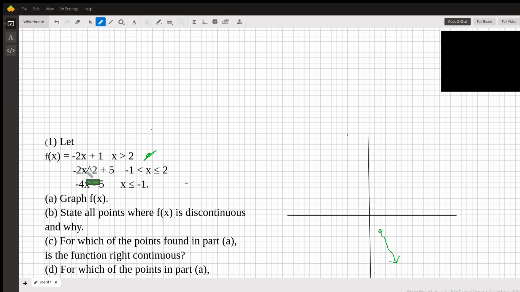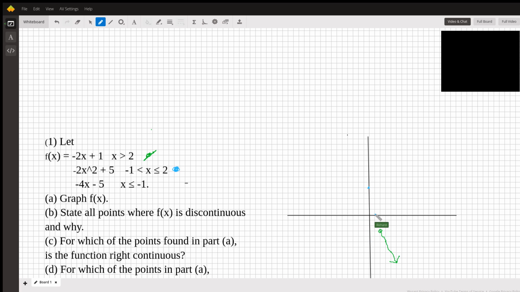Next one is a parabola opening down. So let's change colors here and do another color. And when x is 0, y is 5. So once again, I'm starting with the y-intercept. I'm going to go up 5: 1, 2, 3, 4, 5. I know it's going through there.